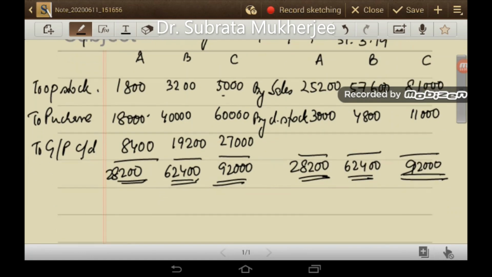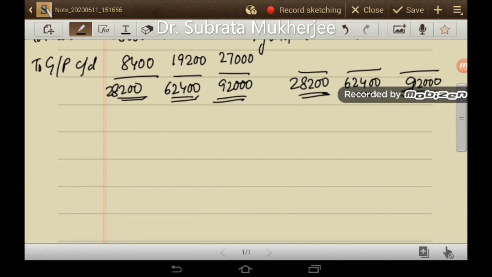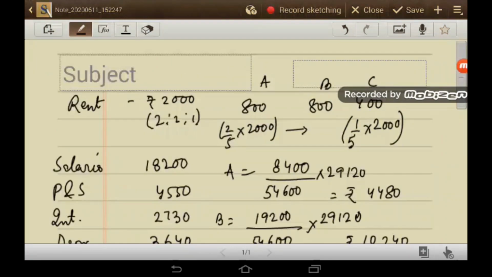Then we have to prepare the PL account. So by GP b/d, this is 8,400, 19,200 and 27,000. So we have to prepare another working. It is given that the rent will be allocated in 2:2:1. So rent for Department A will be 800, that is 2 by 5 into 2,000. For Department B it will also be 800, and for Department C this will be 400.